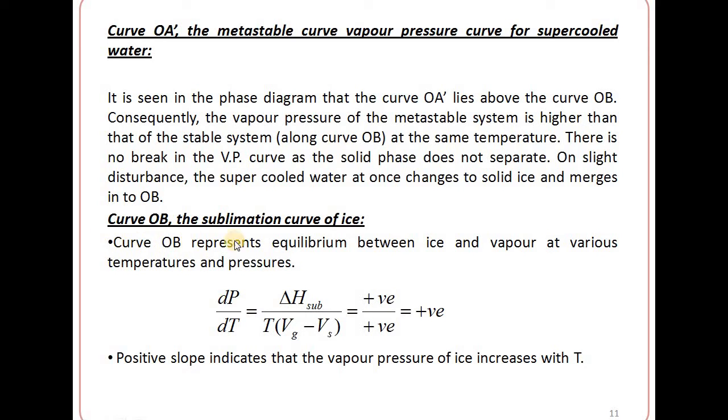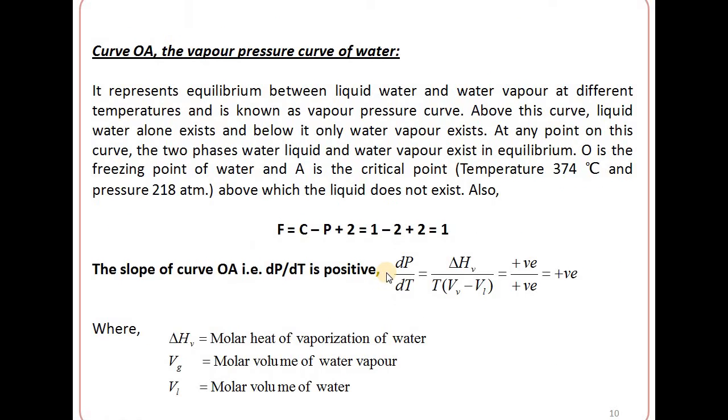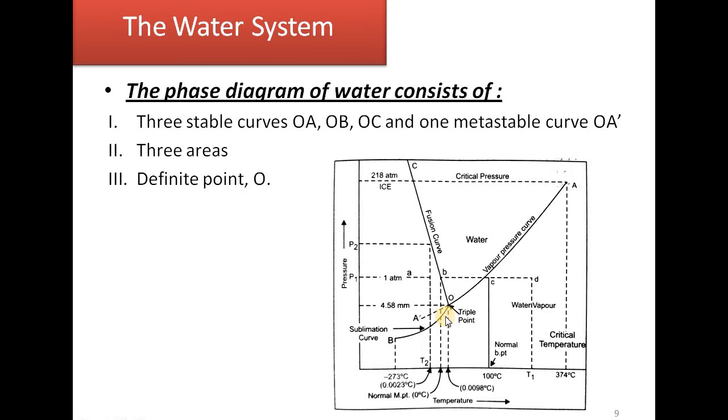Now next is the curve OB, the sublimation curve of ice, which represents the equilibrium between ice and vapor at various temperatures and pressures. Curve OB. This is representing the equilibrium between ice and vapor at various temperatures.